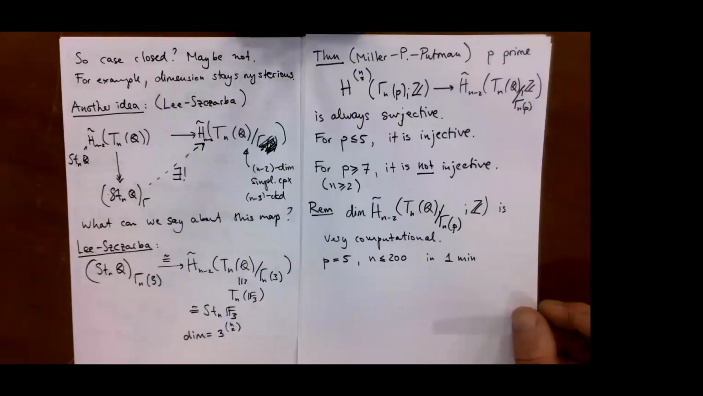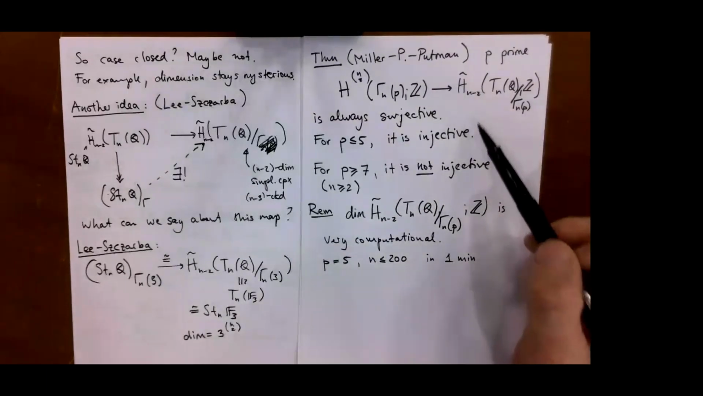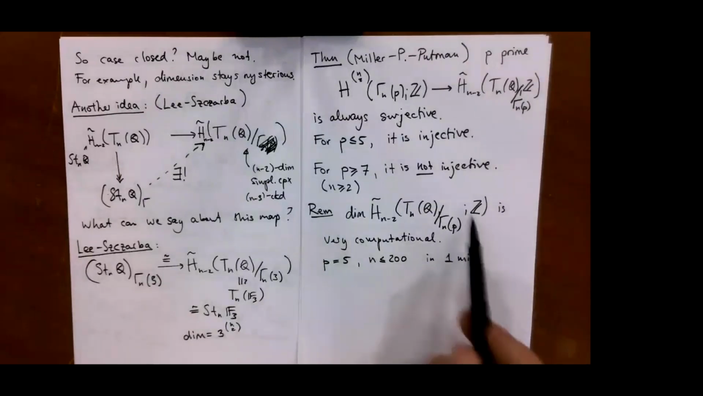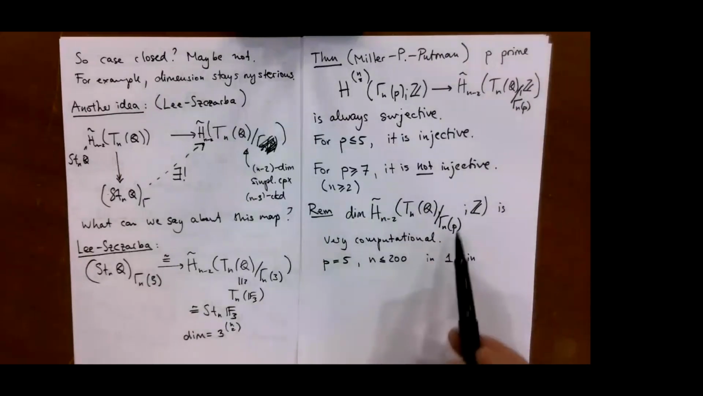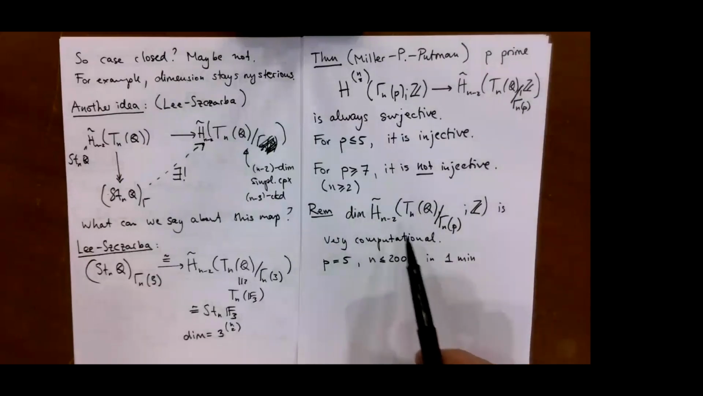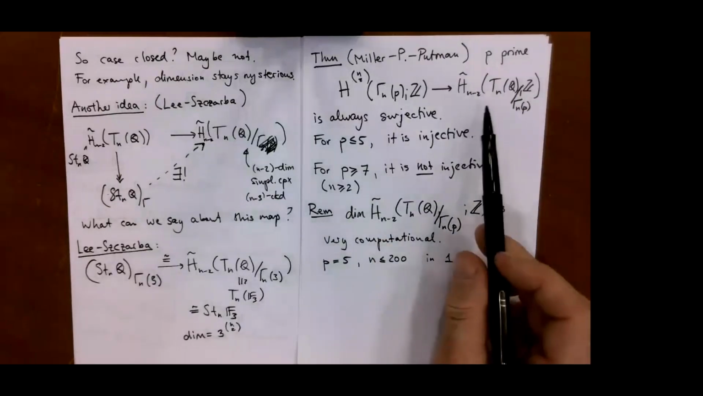Just a question. On the right-hand side of your theorem, you said for p equals 5 you can compute the dimension. Yeah, and for p equals 7, we can compute this as well. This side here is not harder for other primes. The left-hand side is harder for other primes. This is the easy bit.